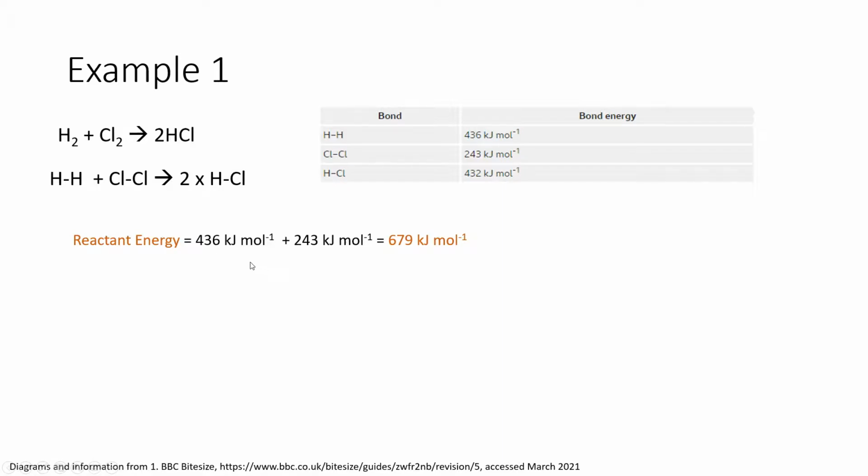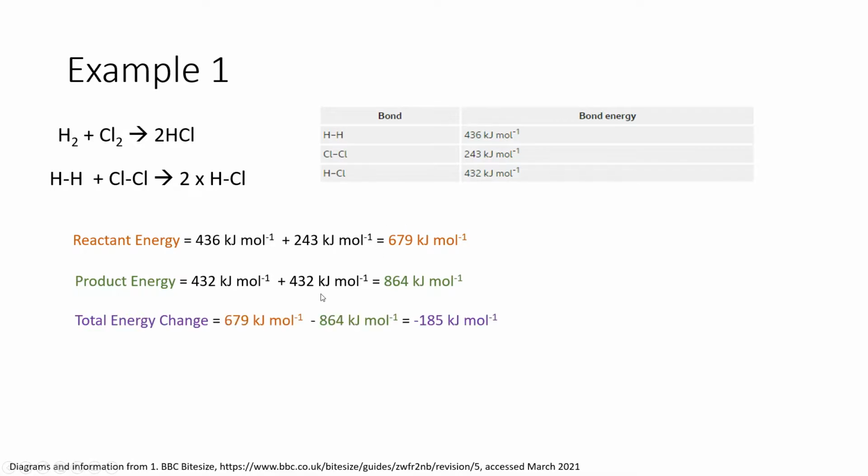Repeating that with the product energy, you result in 864 due to the addition of the 2 432s. These obviously correlate to the 2 hydrogen-chlorine bonds. And when you subtract this product energy from the reactant energy, you get minus 185 kilojoules per mole, total energy change. As this energy change is negative, the reaction is exothermic.